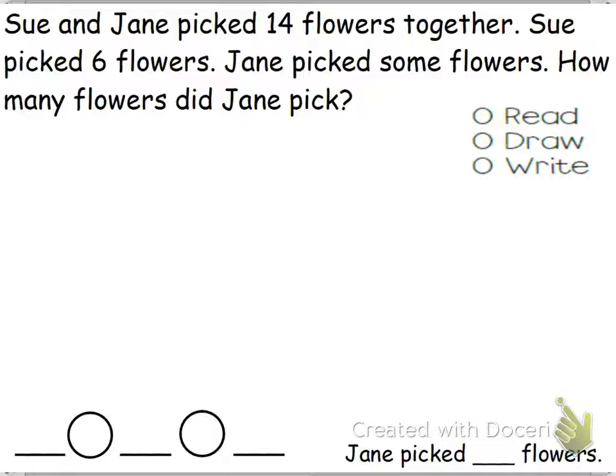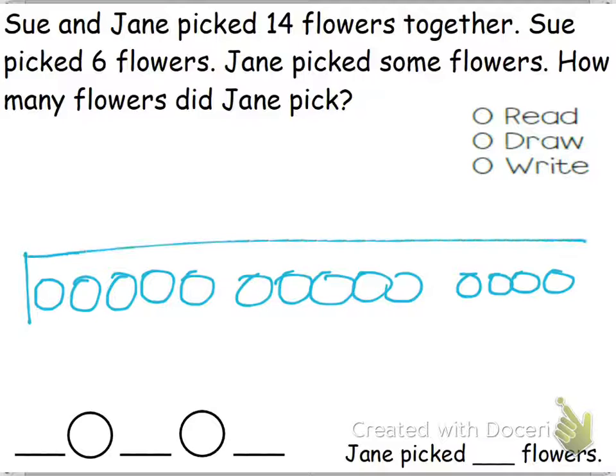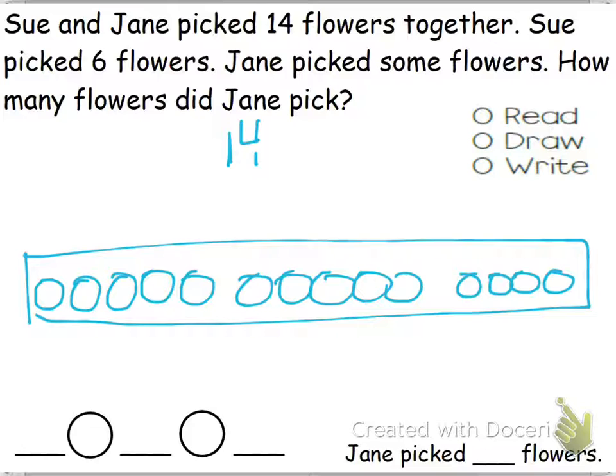Okay, so we are going to chunk it. We're going to draw a little, read a little, and draw a little. Read a little, and draw a little. So we know 14 is our whole, so Sue and Jane picked 14 flowers. So we can draw our 14 circles. Okay, so now we're going to box it in. And we're going to label it. We know a diagram is a picture with labels. So it's the 14 together.